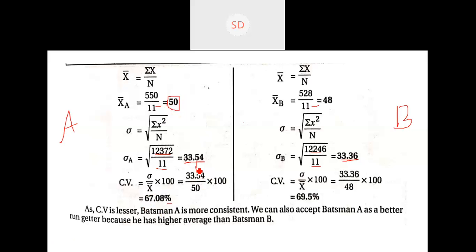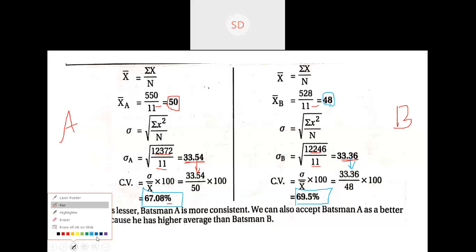So once you put in this data, 33.54 by 50 into 100, you get a total answer of 67.08%. Okay, 67.08%. Now when we go to batsman B, 33.36, that is the standard deviation of batsman B, divided by 48, that is the arithmetic mean of batsman B, into 100. So you get a result of 69.5%. So here you have 67.08, here you have 69.5%. So there is a difference in the coefficient of variation.